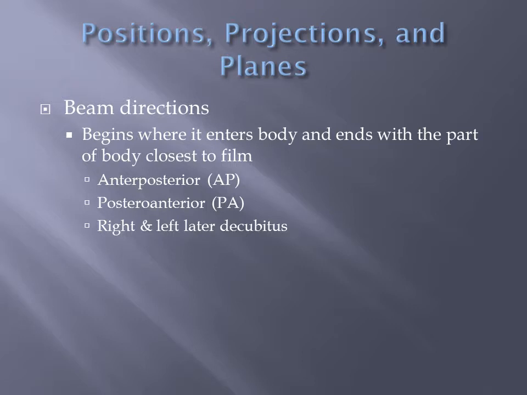Beam directions. This begins where it enters the body and ending with the part of the body closest to the film. So our anterior posterior is when the beam enters the front of the patient's body and exits the patient's back. Posterior anterior is when the beam is at the patient's back and the film is placed along the front side of the patient. Right and left lateral decubitus position is used to describe situations where the beam enters one side of the body and exits the other.